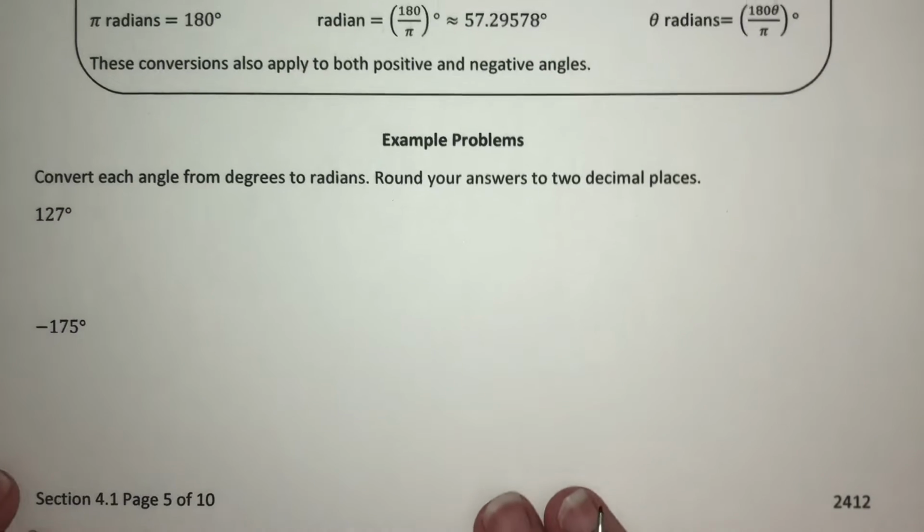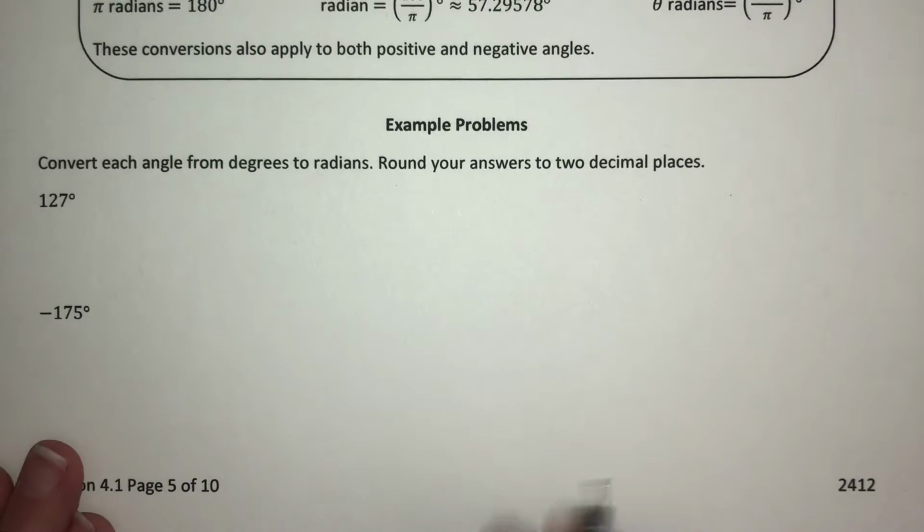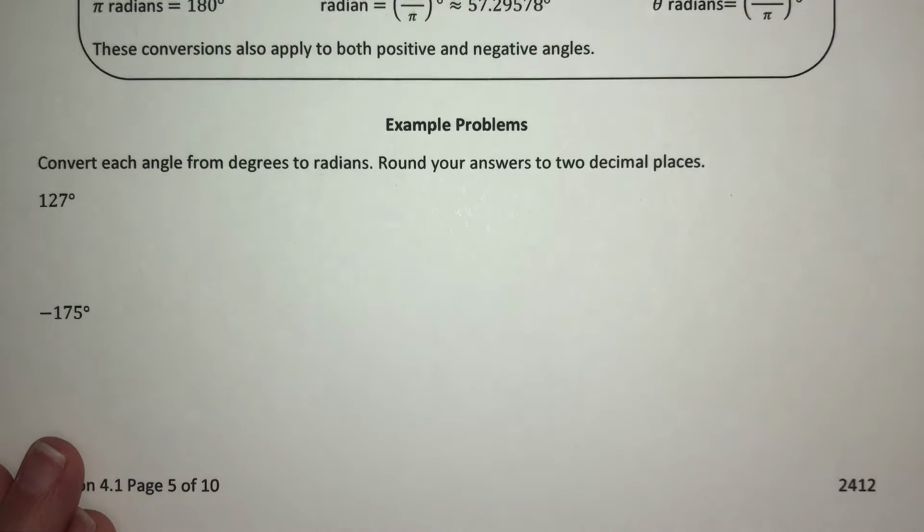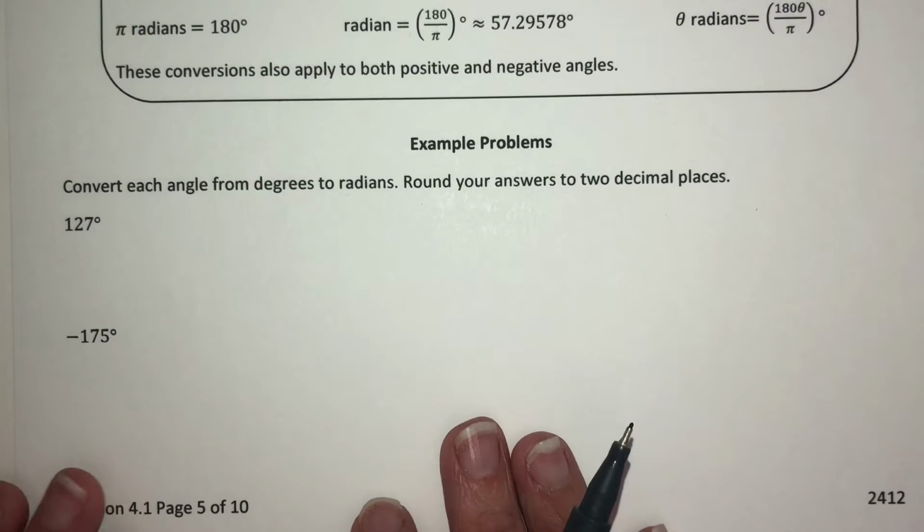This is part 3 of section 4.1. We want to convert each of these angles from degrees to radians, and we want to round to 2 decimal places. First of all, if it's positive in degrees, it's positive in radians. If it's negative in degrees, it's negative in radians. So we just have to keep the sign. That's not really that much of an issue.